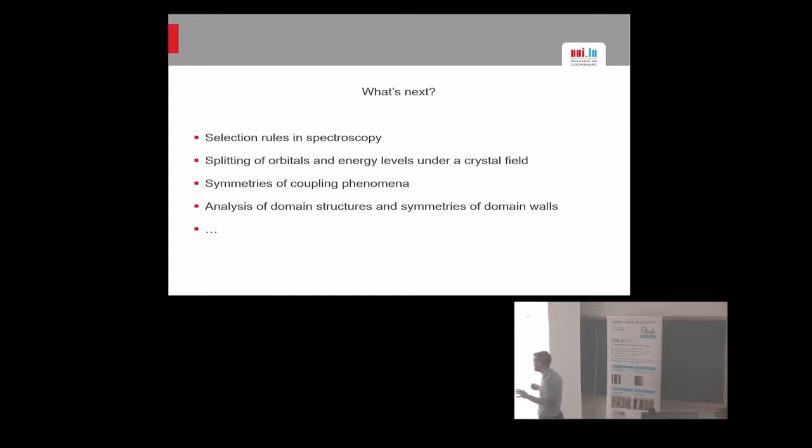So here I tried to focus on atomic displacements, right? So there are many other topics that we could have covered. I mean, there's selection rules in spectroscopy. There's all the splitting of orbitals and energy levels in a crystal field, so things that have been mentioned also earlier this week. This completely fits into this theory. You have all the symmetries of coupling phenomena, so in principle, this also plays a big role here. You have the analysis of domain structures and symmetries of domain walls and so on. So there are really a lot more topics that make use of all this formalism.